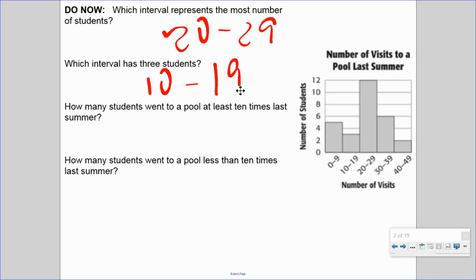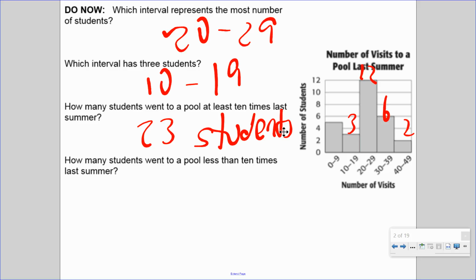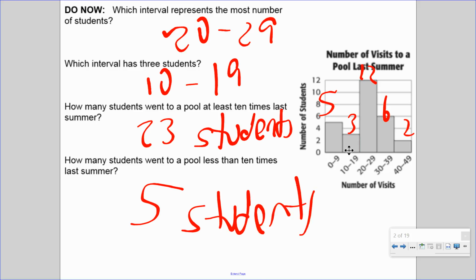How many students went to a pool at least 10 times last summer? So at least 10 is the least number. So it could be 10 to 19 times, 20 to 29 times, 30 to 39. So that's 3 here, 12 here, 6 here, 2 here. 3 plus 12 plus 6 plus 2, that's 15, 6 is 21, 23 students. And how many students went to a pool less than 10 times last summer? It is all these students. 5 students went only between 0 to 9 visits.